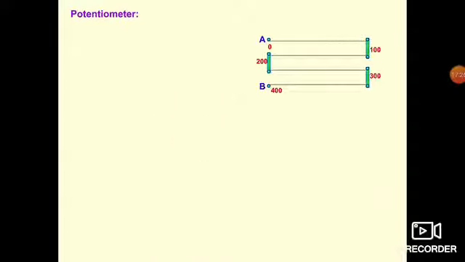Now there is another device, the potentiometer. A potentiometer is made up of 400 centimeter wire, with each section covering 100 centimeter. You can see that there are 4 divisions from A to B. Each section is 100 centimeter, 100 plus 100 plus 100 plus 100. So this totals 400 centimeter, that means it has a 4 meter long wire.